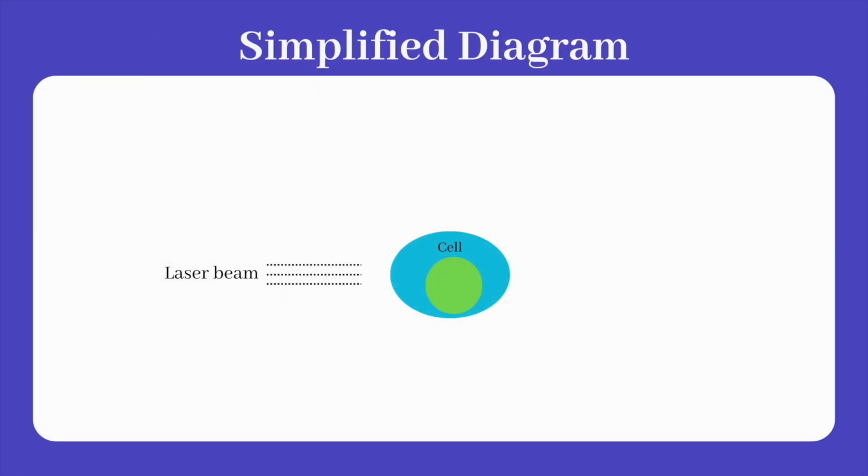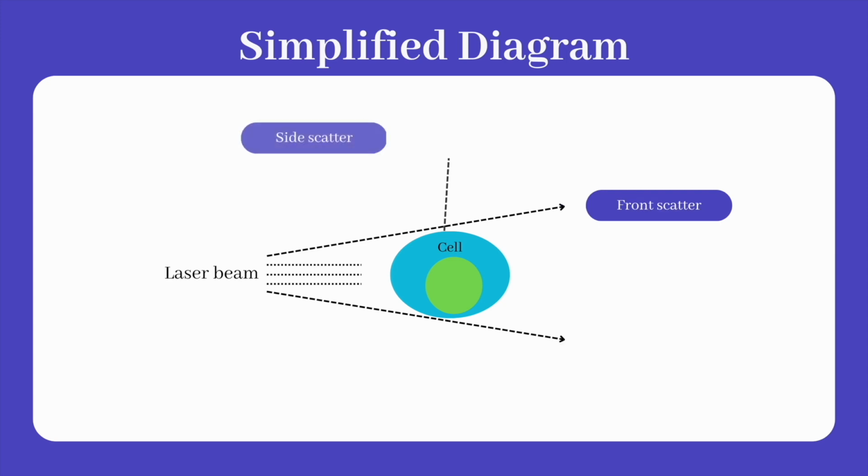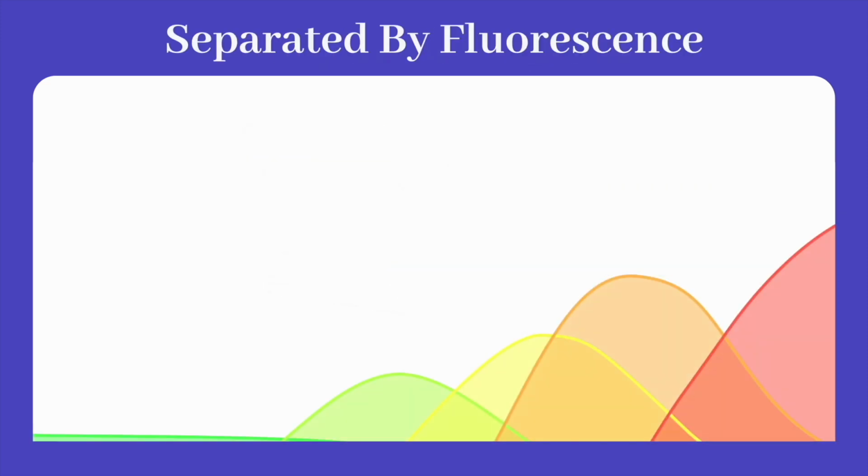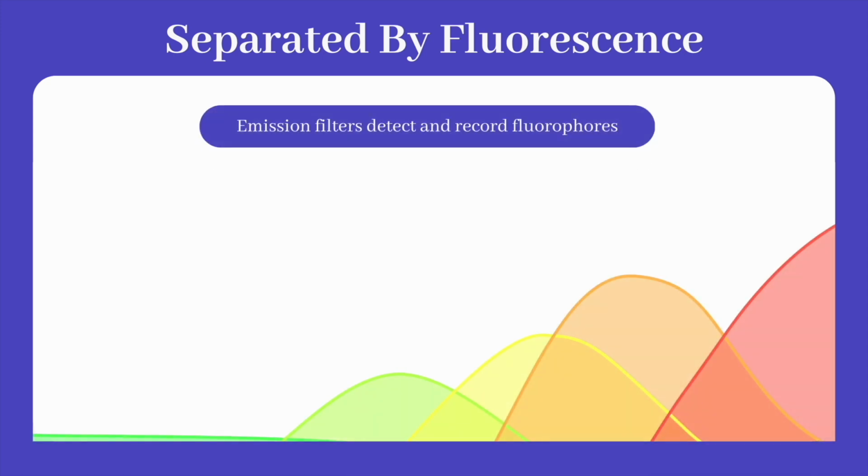The forward scattering occurs because of the diffraction of light passing from the sample, providing information about the cell size. At the same time, the side scatter detects the granularity or complexity of cells and fluorescence. Simply, cells with low granules will show more forward scattering, while cells with high granules will show high side scattering. Cells will also be separated based on their difference in fluorescence. When the cell emits fluorescence, the emission filters detect and record the fluorophores in a computer.